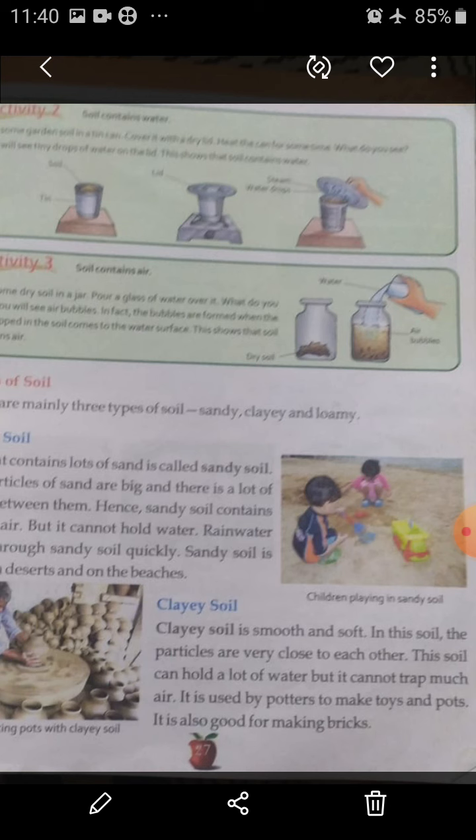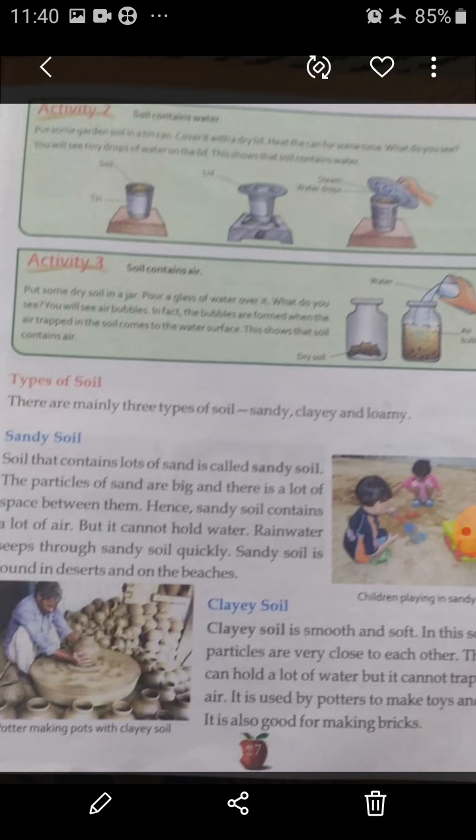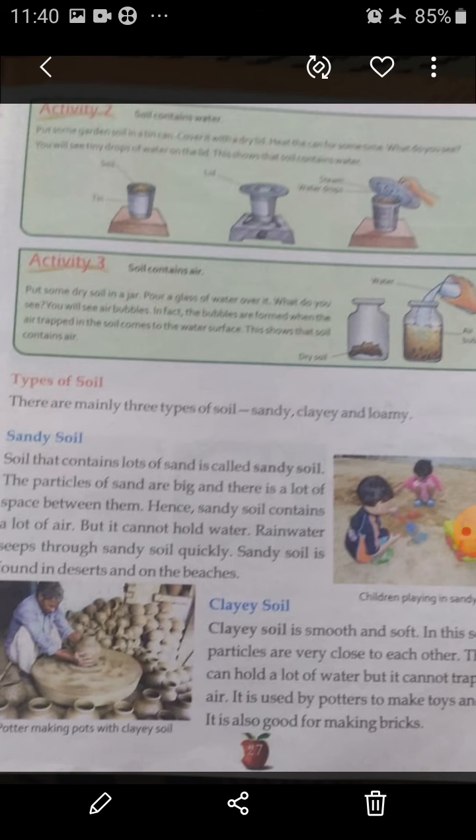Okay, clear? Now read this chapter properly, students, and learn. Note down these activities in your copy and learn it.